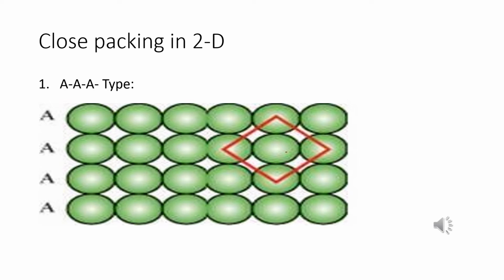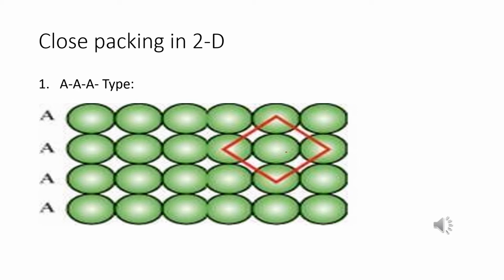If you look at the picture, A is arranged in one row, and above it the same A will be arranged, and above that the same A will be arranged. So all the close packing is A type. Here the second row spheres are also placed above the first row. The spheres of two rows are aligned horizontally and vertically. If the first row is A type and the second row is also A type, this type of arrangement is called AA type arrangement.